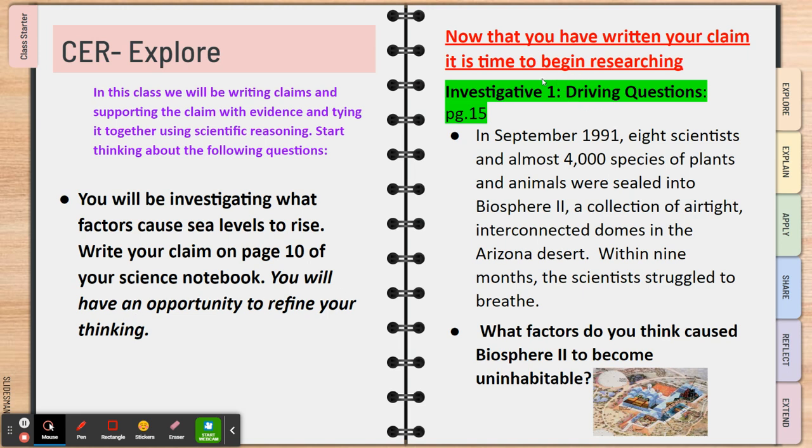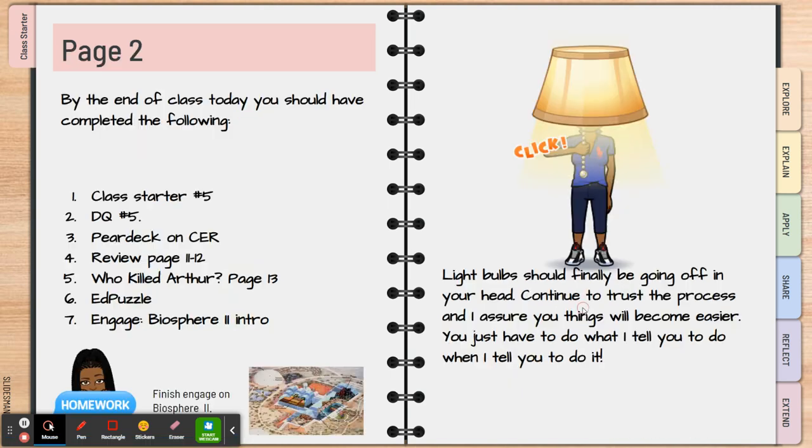So now that you've written that claim, it's time for us to start our researching phase so that we can answer that big question. So the first investigation that we're looking at is in September of 1991, 8 scientists and almost 4,000 species of plants and animals were sealed into Biosphere 2, a collection of airtight interconnected domes in the Arizona desert. Within 9 months, the scientists struggled to breathe. So our job today is to determine what factors you think caused Biosphere 2 to become uninhabitable. You would click on this and it's going to pull up an assignment for you to do. I'll pull that up in just a second.